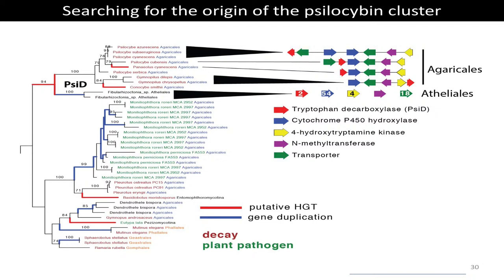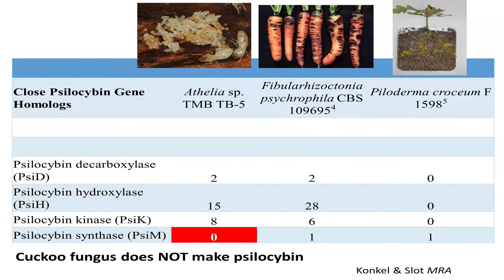But unfortunately, the genome that was reported to be the termite symbiont, we searched for psilocybin production and we could not find it. And that was because it was mislabeled. The genome that we'd found all those genes in was actually a carrot pathogen and not related to termite symbiosis or termite mimicry. And so when we sequenced the actual cuckoo fungus, it was missing one of the key enzymes, the psilocybin synthase enzyme here. It didn't have it, so there's no chance that that could be involved in the termite symbiosis.